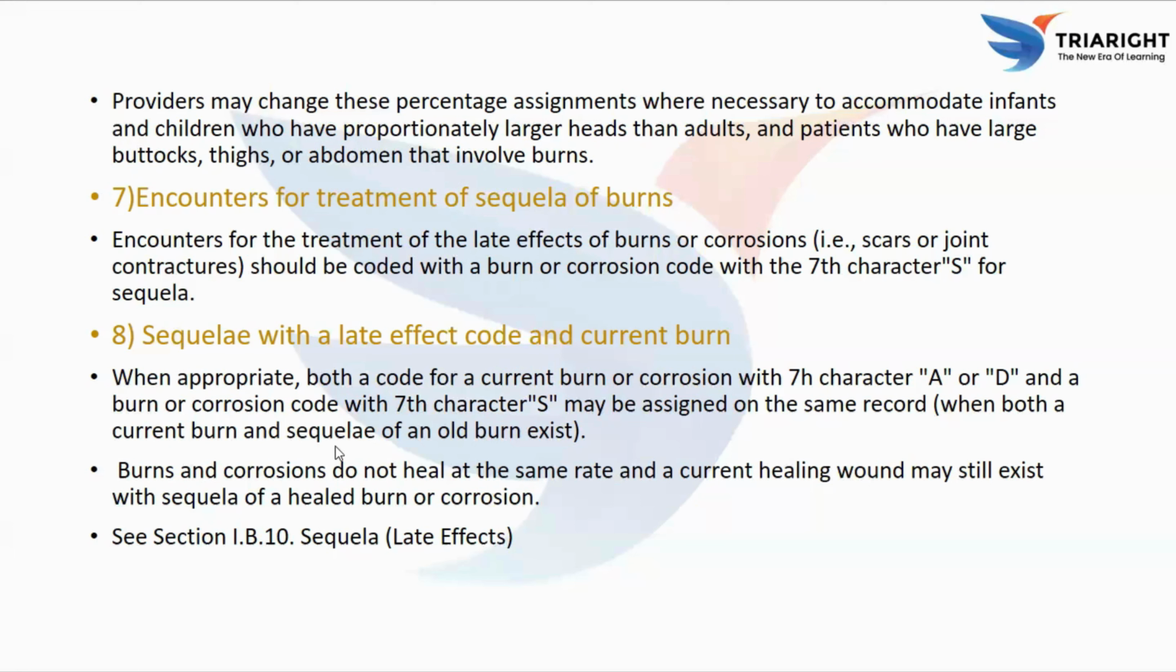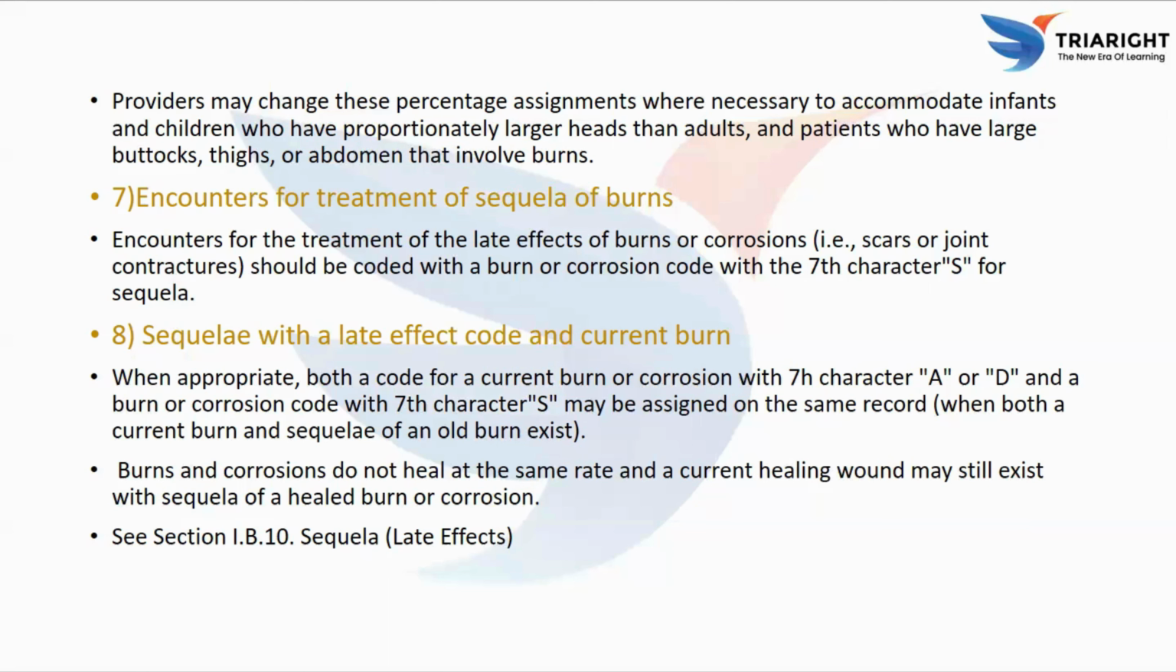The next guideline is sequelae with a late effect code and current burn. What is the key concept here? A patient can have both. He can have a current burn as well as a sequela of an old burn. This is possible because burns heal at different rates. When appropriate, you have to assign the correct burn code, and also the seventh character A for initial, D for subsequent, or S for sequela. And you also have to code the old burn sequela code. So both codes can appear on the same record.